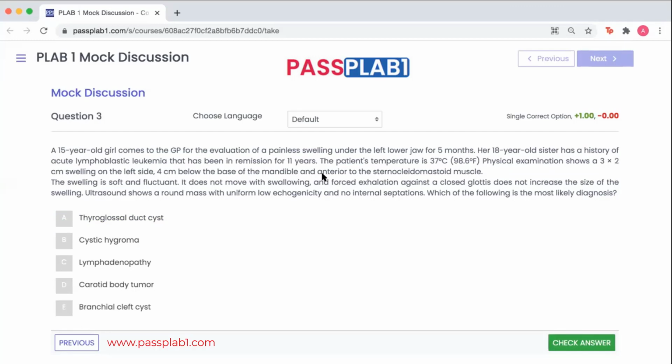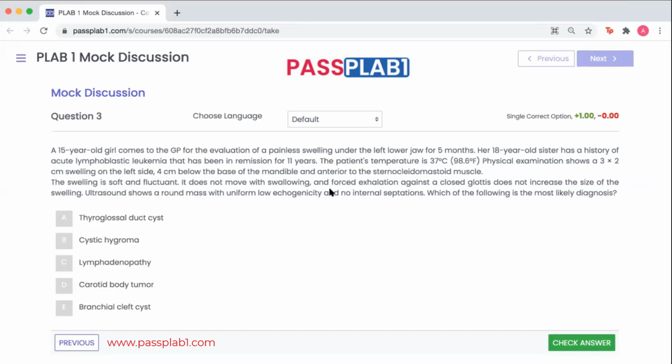Then you've got the third one, a 15-year-old girl who comes to the GP for the evaluation of a painless swelling under the left lower jaw for 5 months. Her 18-year-old sister has a history of acute lymphoblastic leukemia that's been in remission for 11 years. The patient's temperature is 37 degrees. Her physical examination shows a 3 by 2 centimeter swelling on the left side, 4 centimeters below the base of the mandible and anterior to the sternocleidomastoid muscle. The swelling is soft and fluctuant. It doesn't move with swallowing, and forced exhalation against the closed glottis doesn't increase the size of the swelling. Ultrasound shows a round mass with uniform low echogenicity and no internal septations. Which of the following is the most likely diagnosis?